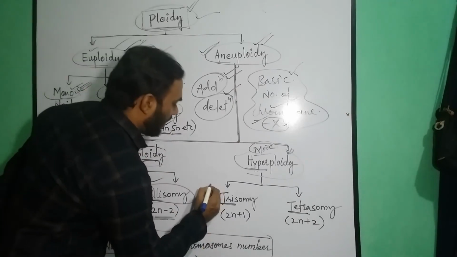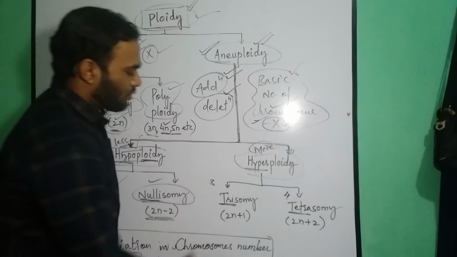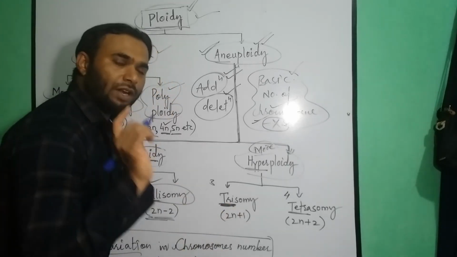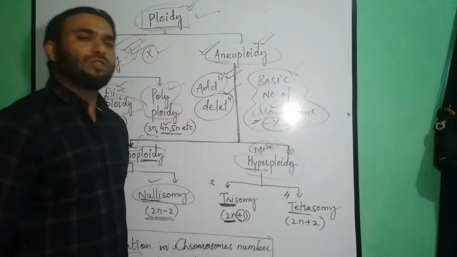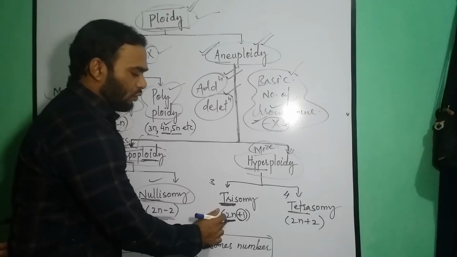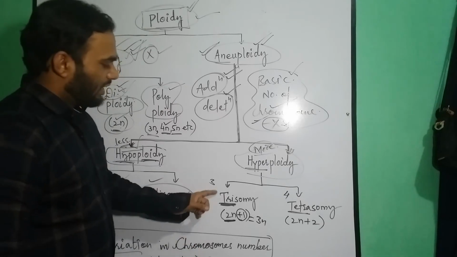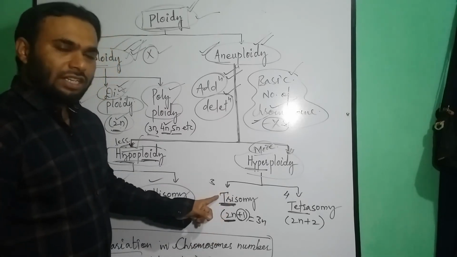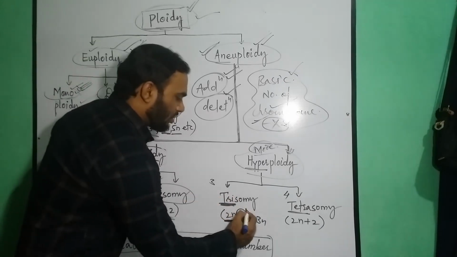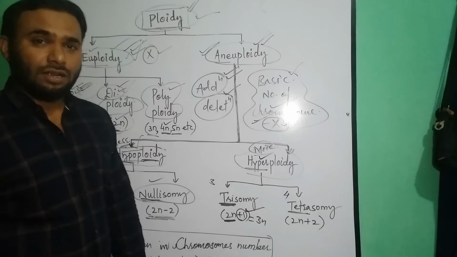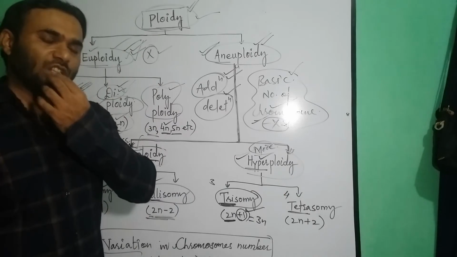As you know, the meaning of tri is 3 and the meaning of tetra is 4. So what does it mean? Dear students, it means that in the normal number of chromosomes in the cell, that is 2n, one extra chromosome is there. So instead of 2n, it will be 3n, because one chromosome is extra. That's why, instead of diploidy, it is called trisomy, because this is hyperploidy. So this is one example of hyperploidy, called trisomy.